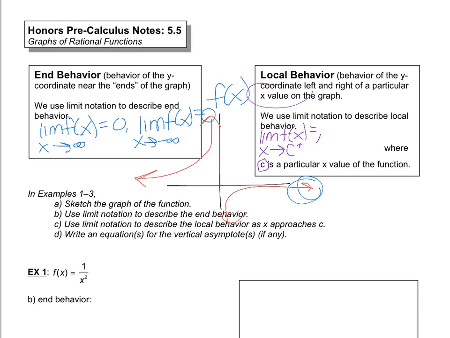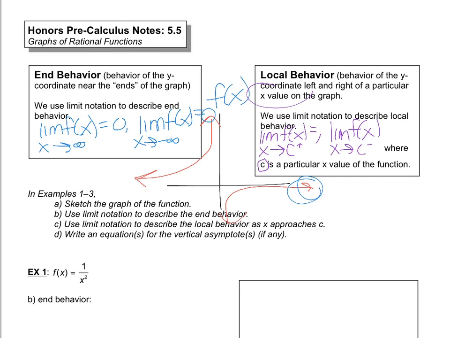And then you would also talk about the local behavior from the other side of c, in our case 0. And you just use a little minus sign after it. That indicates it's approaching 0 or c from the left. So then you would say, okay, what's happening to the y value there? It's going up and up and up, so that would be infinity. So this is what local behavior looks like. It's still using limit notation, but instead of x approaching positive and negative infinity, it's approaching a specific x value from the right and from the left.